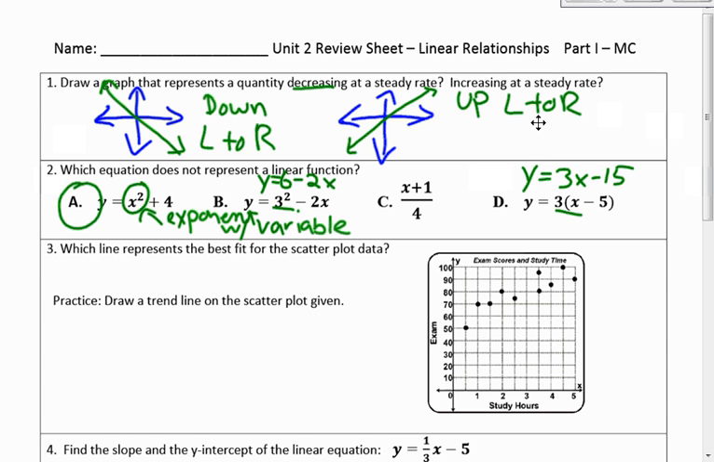For number 3, which line represents the best fit for the scatter plot? This is going to be multiple choice on your test. So for this one, you just should have drawn a line of best fit. It should go through the middle of most of your points and look something like that. It can be a little bit lower or a little bit higher, depending, but it should be somewhere in that area.